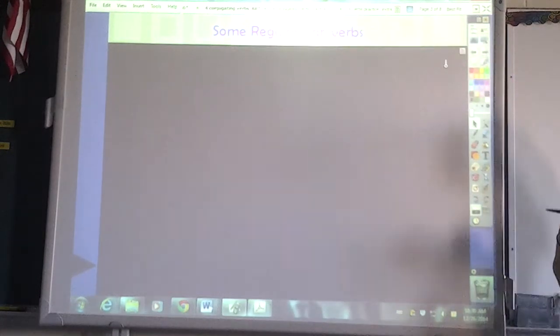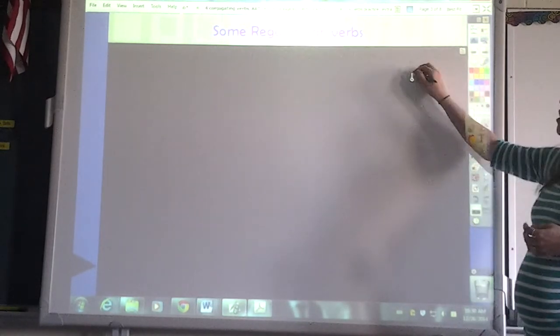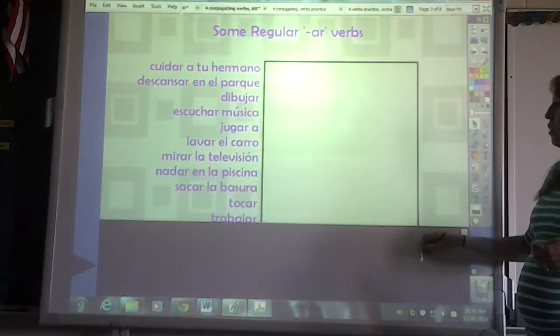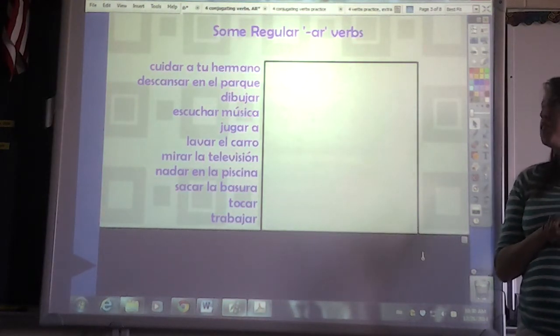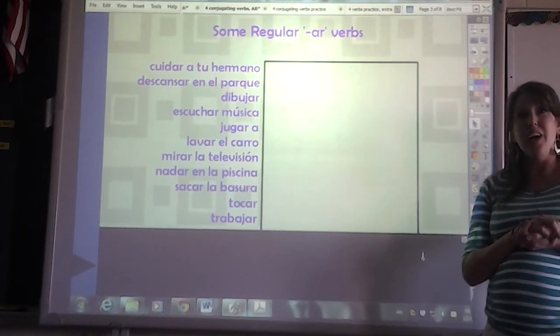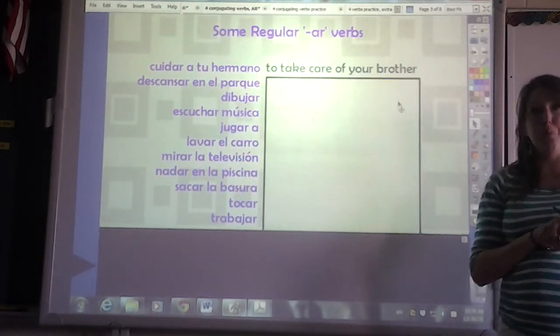Here are some regular AR verbs that you are going to have to memorize. So make sure you're taking these down. All right. First we have cuidar a tu hermano, which is to take care of your brother.